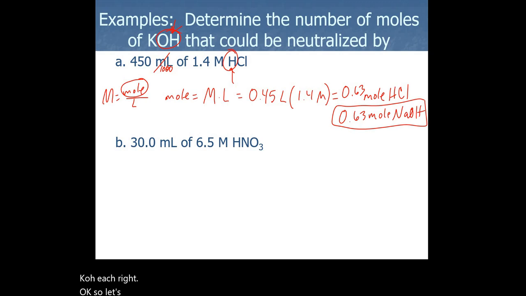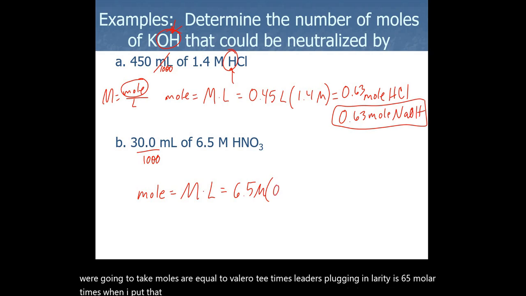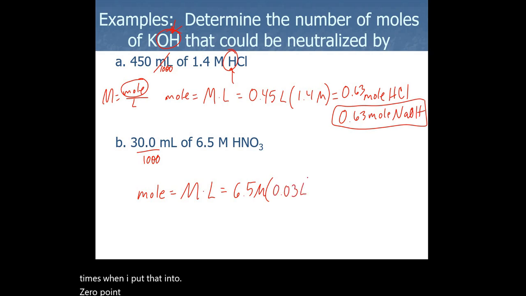And they haven't given me a volume for the KOH. So on this one right here, we're going to do the same thing. We're going to divide this by 1,000 to get it into liters. We're going to take moles equal to molarity times liters. Plugging in, molarity is 6.5 molar times 0.03 liters. I put it into liters. Times those two together, what do I get?